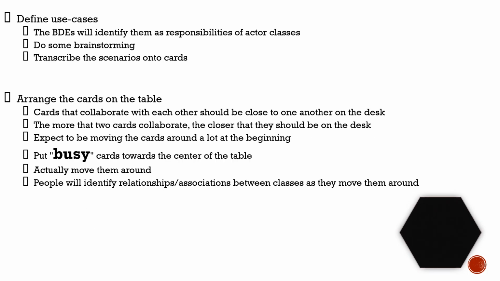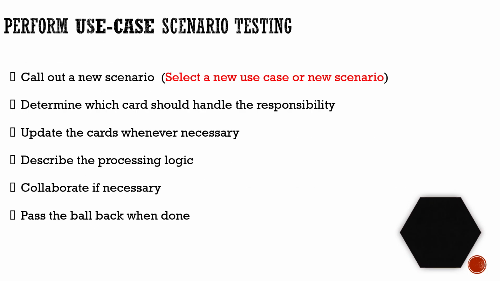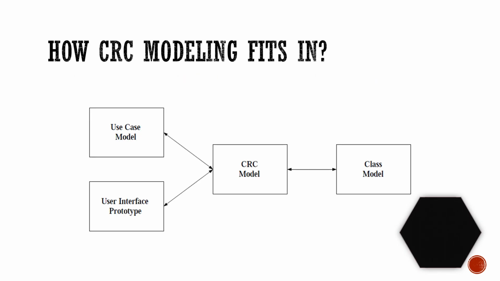Define use cases and arrange the cards on the table. Perform use case testing: call out new scenarios, determine which card should handle the responsibility, update the card wherever necessary, discuss processing logic, collaborate if necessary, and pass the ball back when done. So here is how this modeling fits in. Use case models and user interface prototypes both collaborate with a CRC model and create a class model.